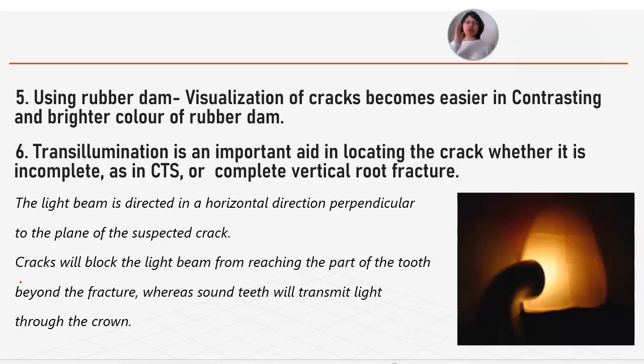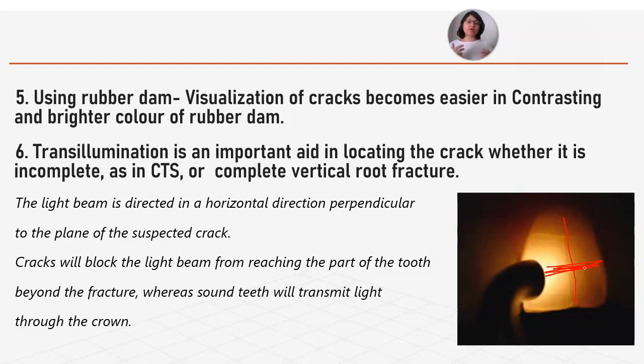So what you do is, if this is the cracked tooth, the tooth that is in question, if you see this picture, right? This particular thing could be a curing light. All you have to do is, the light beam has to be in a horizontal direction. So see here, this is the crack line, but the beam is directed in a horizontal, perpendicular direction. These cracks are going to block the light from reaching the other part of the tooth, so you would not be able to see it getting transmitted on the other side of the tooth. Whereas a sound tooth will transmit the light. It's basically a principle of refraction of the light.